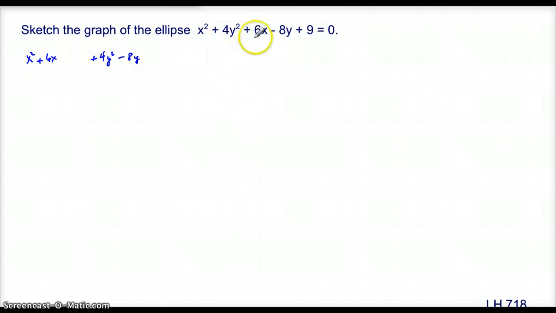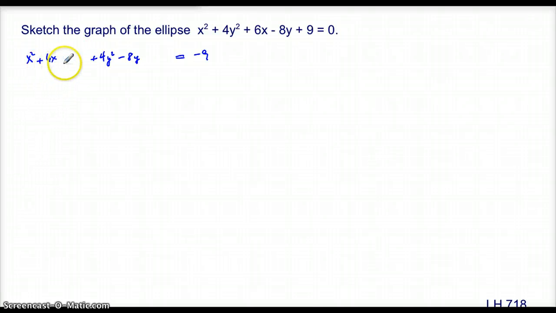Okay, so I just moved things around a little bit, and now I'm going to take this plus 9 on this side, and I'm going to say that's equal to negative 9. The reason I did that is that I want to complete the square on both of these pieces of my equation. Okay, well, before I can complete the square on y, I need to factor out the 4. But I can complete the square on x.